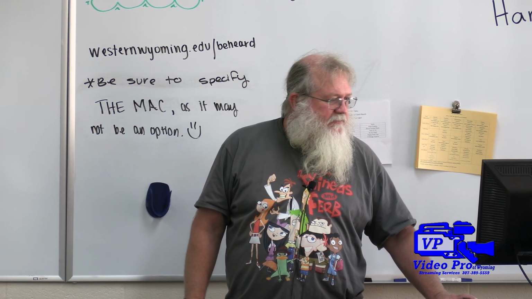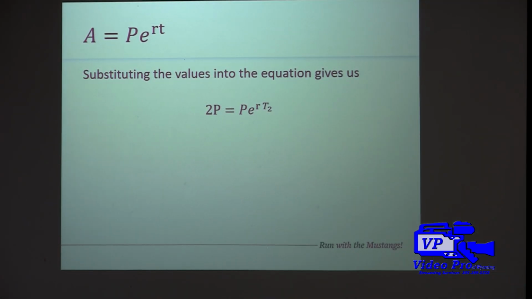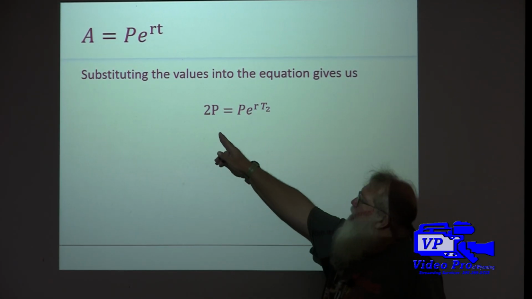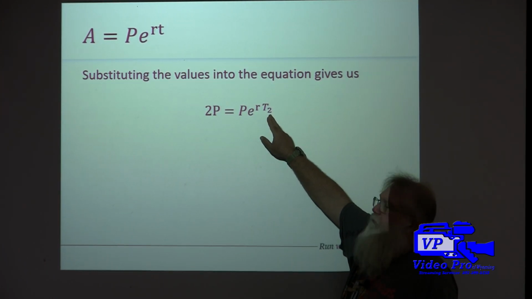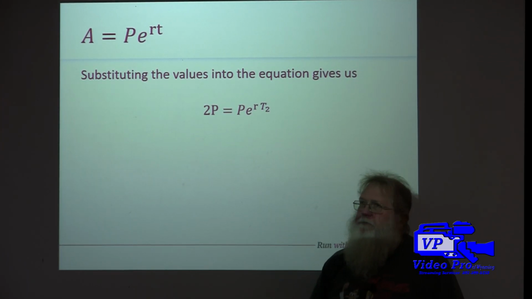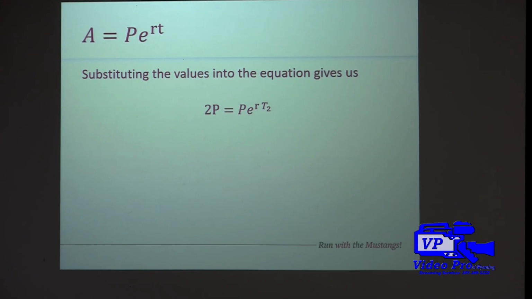All right, substituting these values into the equation gives us the following. So all I did there was replace A with 2P, and I replaced the time with the doubling time T sub 2. And now we've got to look for a relationship. Now if you stare at that equation, you'll notice one thing. And one thing you'll notice is the P's, what? On both sides of the equation.